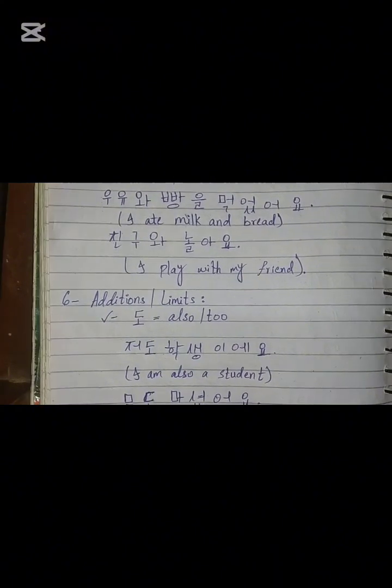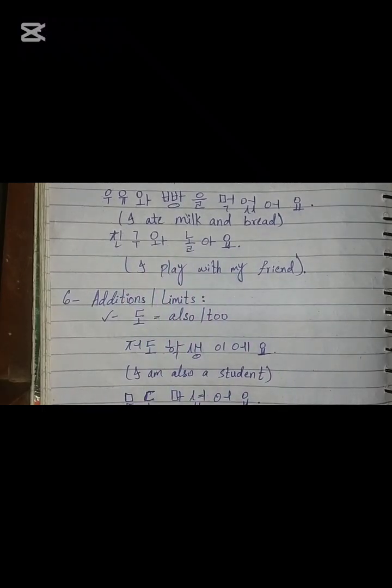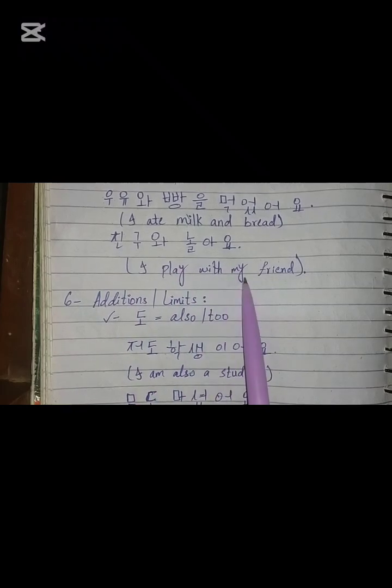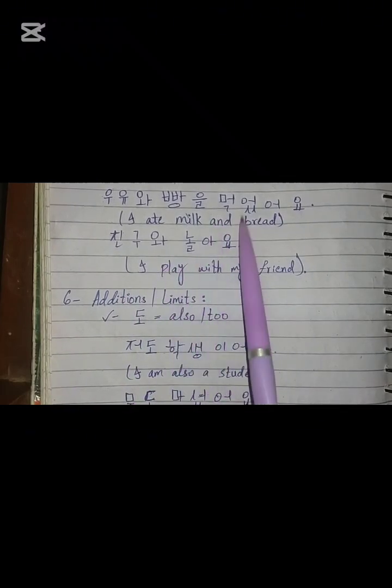Then the next example we see over here is 친구와 놀아요. I play with my friends. We're using wa again over here because it is ending with a vowel again. So that's why I play with my friends. So it is used for with and as well. Wa is basically and and with, both.